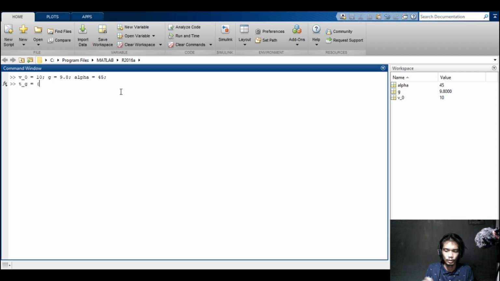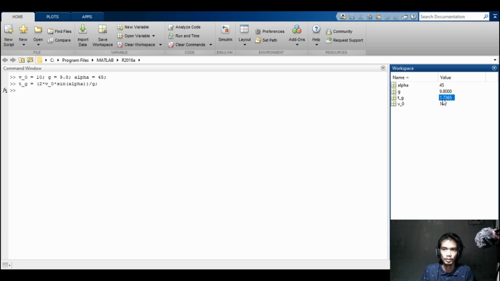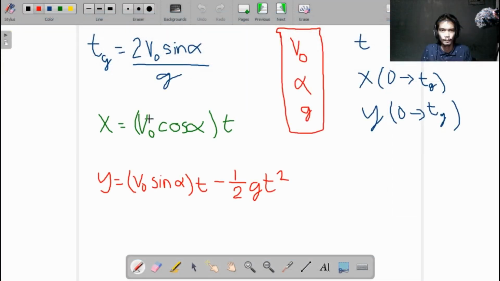Let's start by opening a parenthesis. 2 times v of 0, because that is the variable that we have here, multiplied by 2v0, then sine of alpha all over G. Suppress that, and then you see that the answer displays here, 1.76365. Now, tapos na tayo dyan.